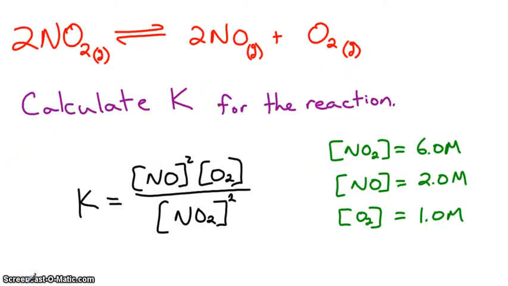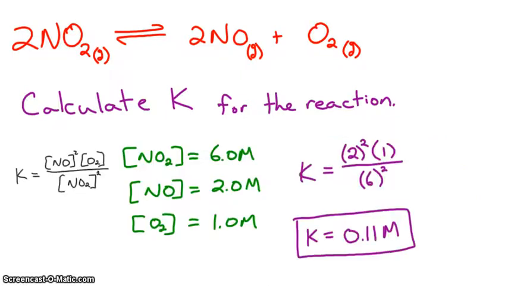Now to calculate the equilibrium constant for the reaction, we just need to substitute the equilibrium concentrations that we just determined into our equilibrium expression. Substituting in the equilibrium concentrations and calculating, you should be able to determine that the equilibrium constant for this reaction is 0.11 molar. Any questions?